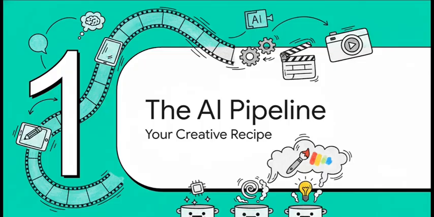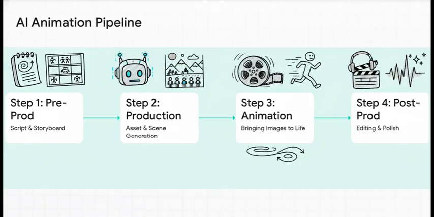Okay, so let's get into it. The whole process might look really complex from the outside, but you can actually break it down into a pretty simple recipe. We're going to walk through what's called the AI animation pipeline. Think of it as your step-by-step guide from a totally blank page to a finished film. So here's the roadmap for our little journey. It really comes down to four main phases.